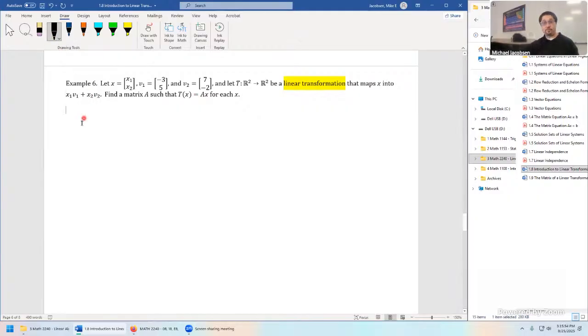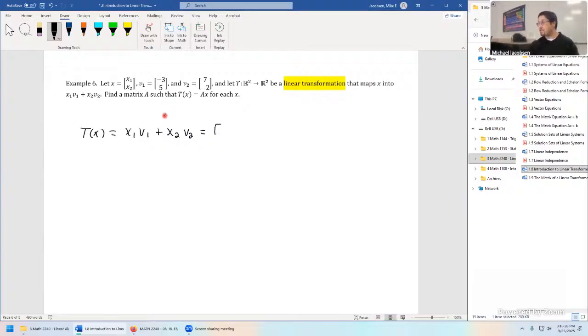This one's just a kind of review of other algebraic properties, matrix multiplication and linear combinations. When it says a transformation maps x, we're talking about T of x. It maps it into x1 v1 plus x2 v2, and this is just a linear combination of vectors. The important concept is that any linear combination of vectors is just another way to represent matrix multiplication. Here's how it could be rewritten.